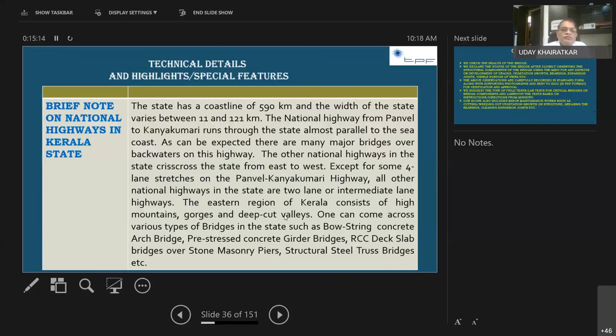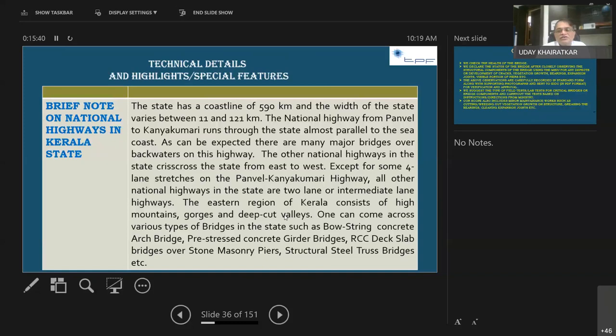There are major bridges over the backwaters. Since the main highway NH66 runs almost parallel to the sea coast, we can expect a lot of major bridges with backwaters on this highway. The other national highways crisscross from east to west, except for some small four-lane stretches on the Panvel highway. All other national highways in the state are two-lane. So it was a big problem doing the condition survey.